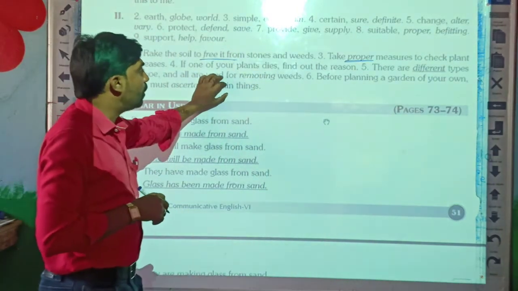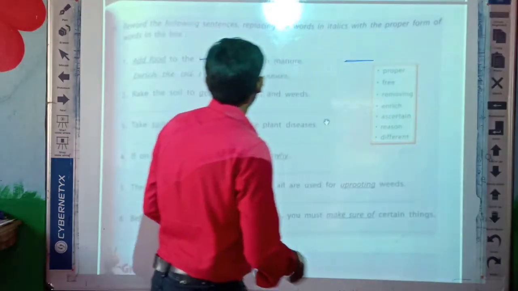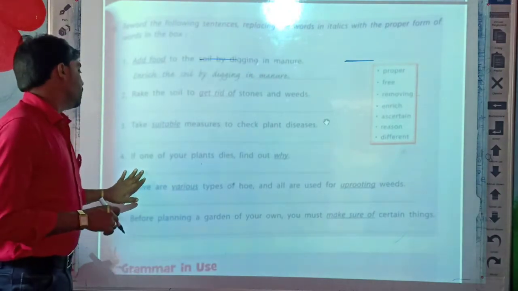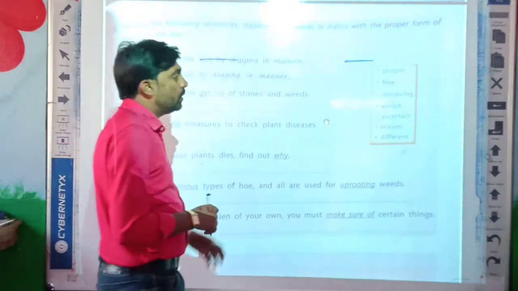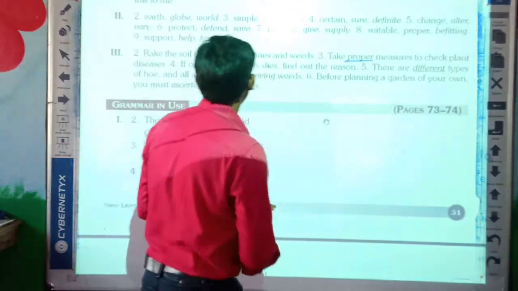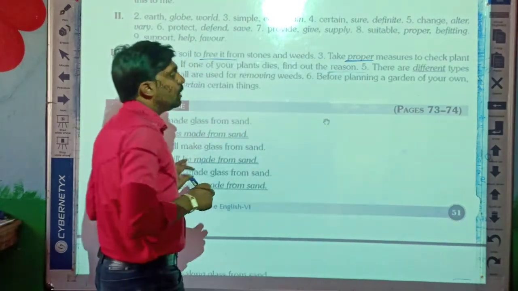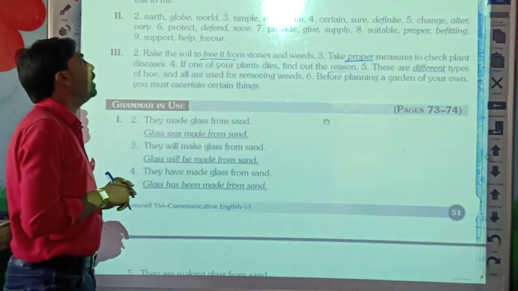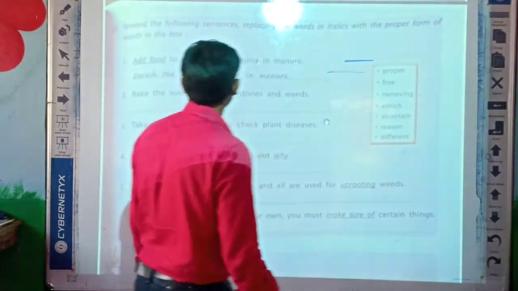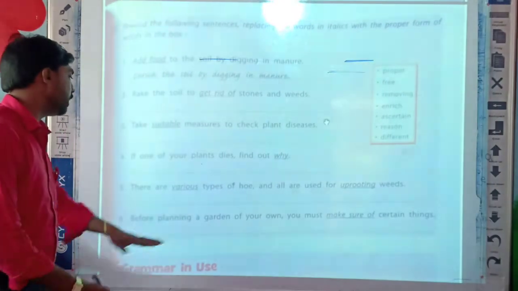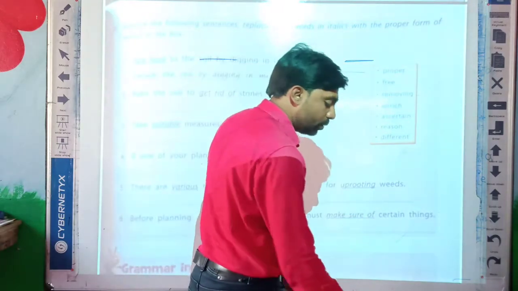If one of your plants dies, find out the reason. Which word is used here? If one of your plants dies, find out why. So find out why means find out the reason. Okay, so we have used the word reason here. There are different types of foam and all are used for removing weeds. Here we have used various. Various means different. It is already given here in the box.